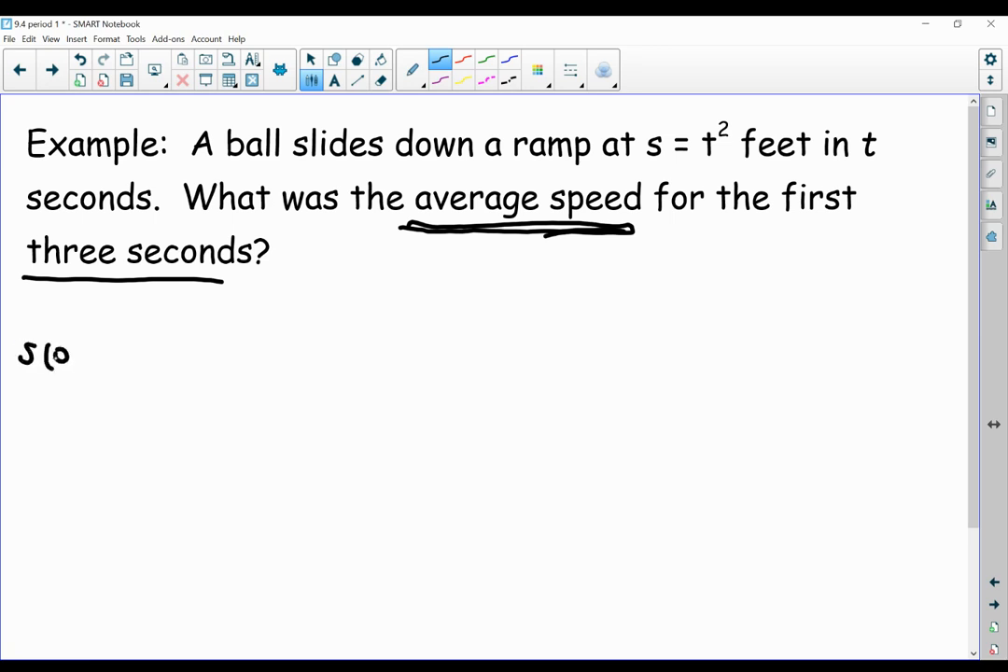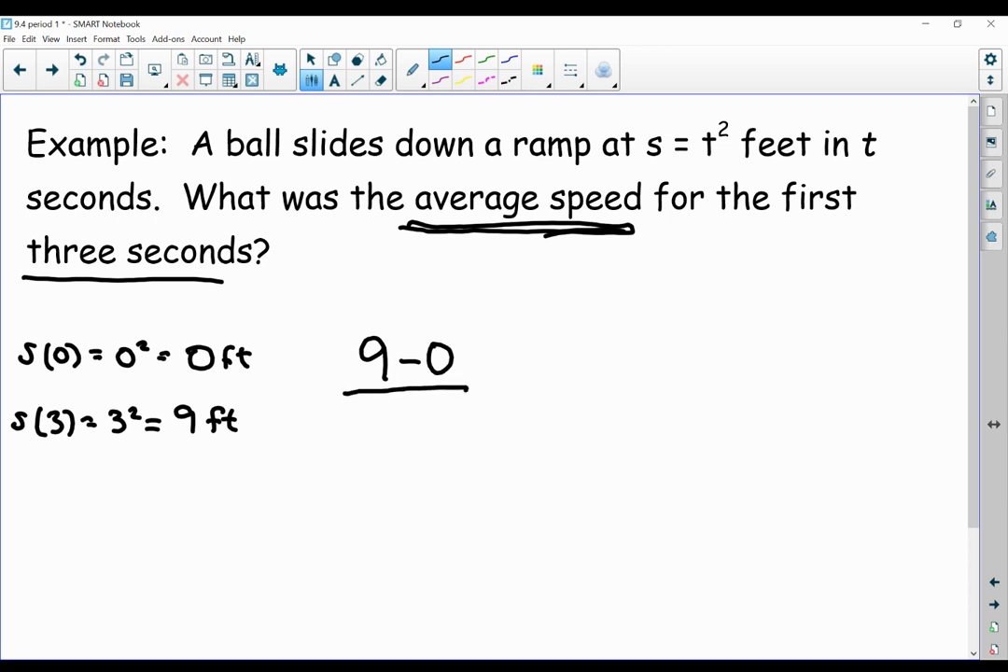So if I plug in 0 into my function, I can see my initial position is 0 feet, which makes sense situationally. The ball is going to start where it starts. 3 seconds later, I can see that the ball is now at 9 feet. So it traveled 9 feet during those 3 seconds. So to find the average speed, I'm just going to take the change in the travel, the distance traveled, or what we call displacement in our physics world, over our time that elapsed, and that would give me 3 feet per second. Okay, now you're probably like, okay, that makes sense.